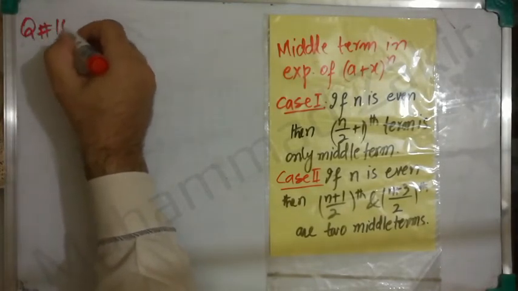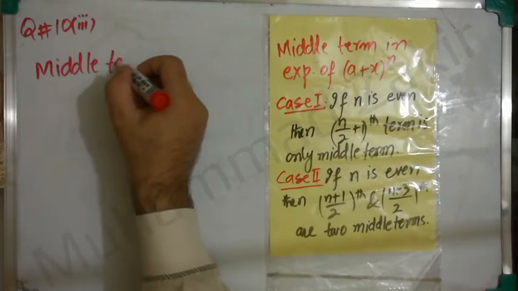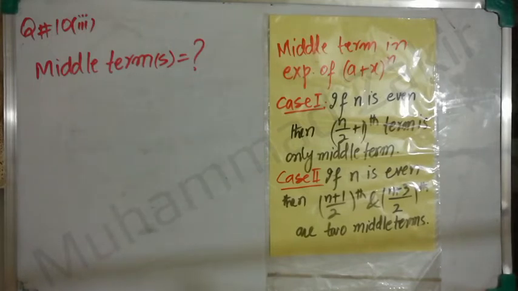Students, now question 10 is of this type. Question number 10 demands middle terms. In question 10, we do part 3. Middle term is required. All terms we have to find.